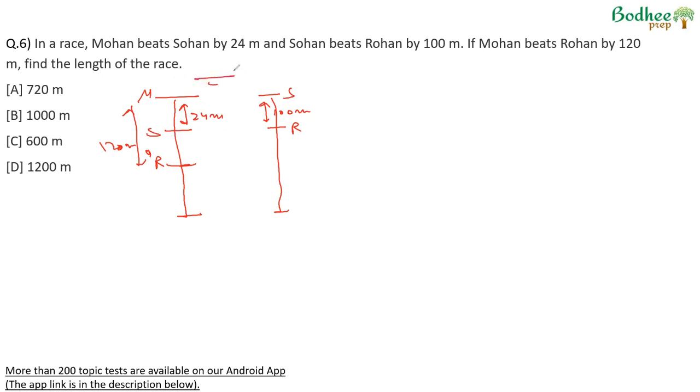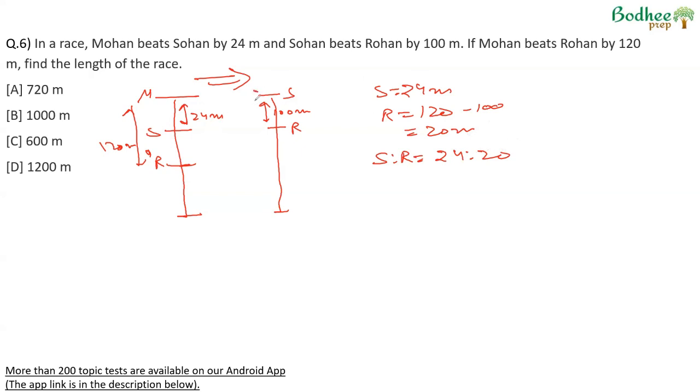Now, if we consider these two cases, from case 1 to case 2, Sohan has run a distance of 24 meters. And Rohan was 120 meters behind, now only 100 meters behind the finishing line. So Rohan has run 20 meters. Therefore, we can say the ratio of speed of Sohan and Rohan is 24 is to 20. In the same time, Sohan is running 24, Rohan is running 20.